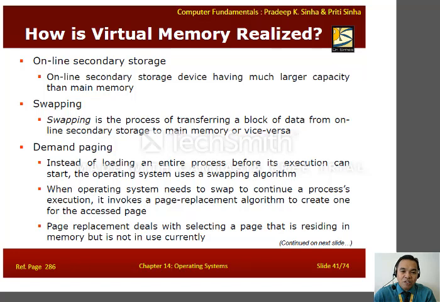So how is virtual memory realized? We have here online secondary storage, which is a device having much larger capacity than the main memory. There is what we call swapping, which is the process of transferring a block of data from online secondary storage to main memory and vice versa. And we have here demand paging. Instead of loading an entire process before its execution can start, the operating system uses a swapping algorithm. When the operating system needs to swap to continue a process's execution, it invokes a page replacement algorithm. This page replacement algorithm will be discussed deeper in your unit on operating systems and machine principles. Page replacement deals with selecting the page that is residing in memory but not in use currently.